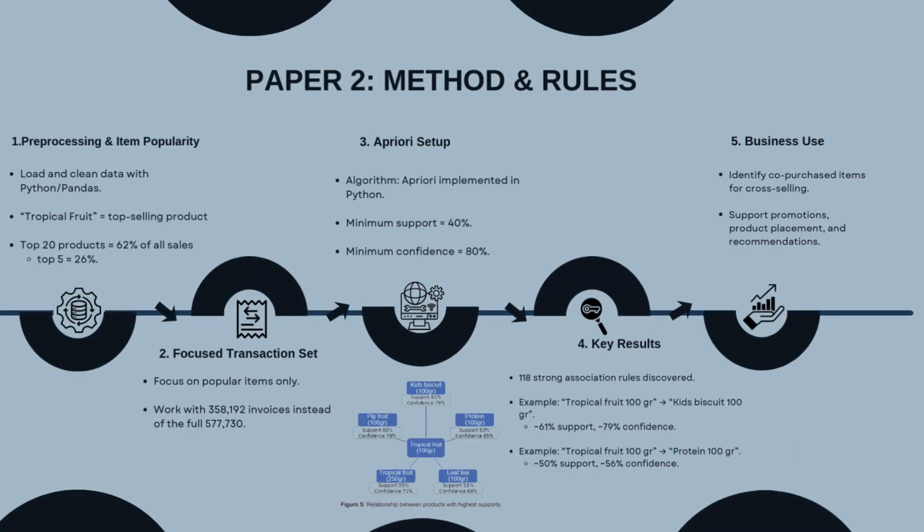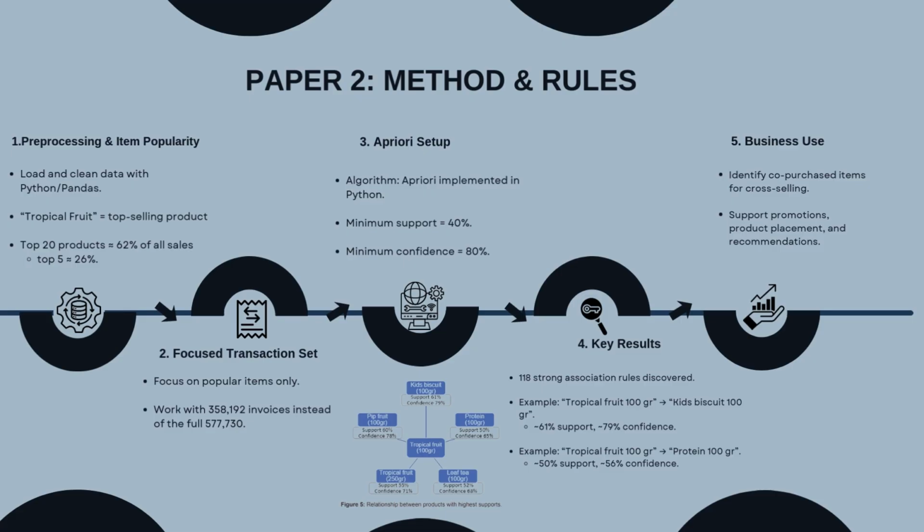So, in terms of methods, they load and clean the data with Python and Pandas and then look at which products sell the most. Tropical fruit is a top selling product. The top 20 products make up about 62% of all sales, and the top 5 make about 26%. To keep things manageable, they focus on popular items and work with about 360,000 invoices instead of the whole dataset.